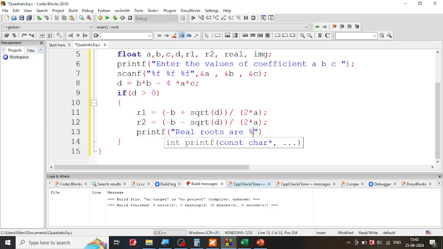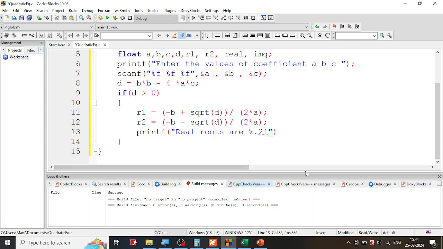percentage f. If you just put f here, what's going to happen is you're going to get an answer with many zeros, like 0.0007, which is not looking good. I don't want such a high precision value. I just want 2 decimal places. After the dot, I want only 2 decimal places, not the remaining. So how do I say that? I'm going to say point 2 f.